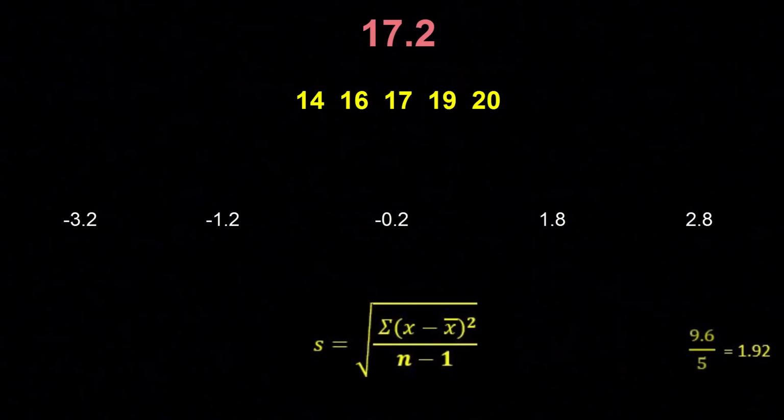In later videos, I'll address why n minus 1 is used, but for now, just follow the formula and keep in mind that standard deviation is reasonably close to the mean distance of a score from the mean.